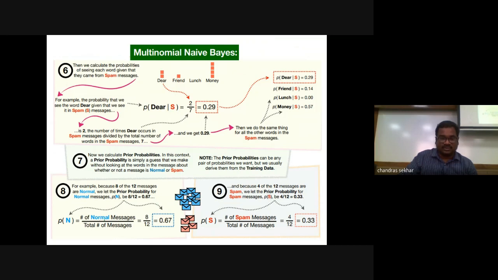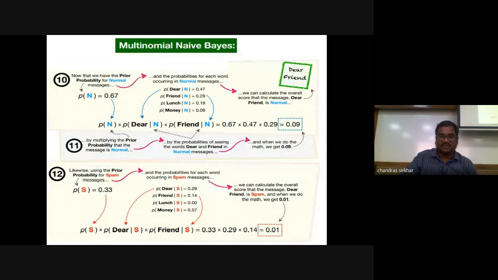So the number of normal messages is 8 by 12, spam messages is 4 by 12. If it is normal, then how many times dear occurred, how many times friend occurred given normal, this is 0.09. Here also the same thing, okay, 0.01. So what is the highest probability? 0.09. I received a mail, dear friend is the mail I received. So this mail, dear friend, I need to classify as normal or spam.